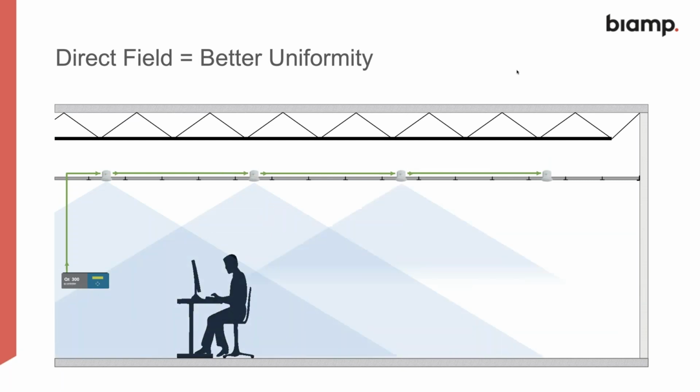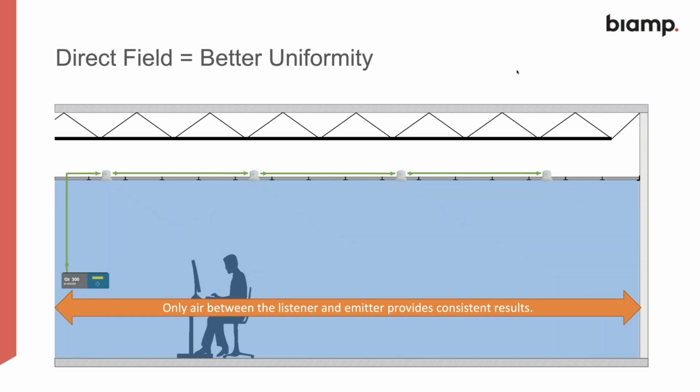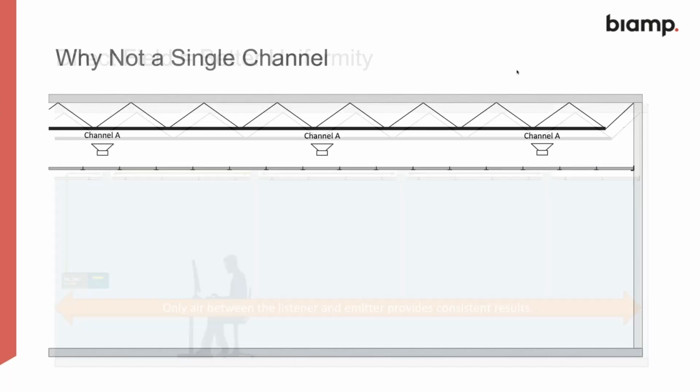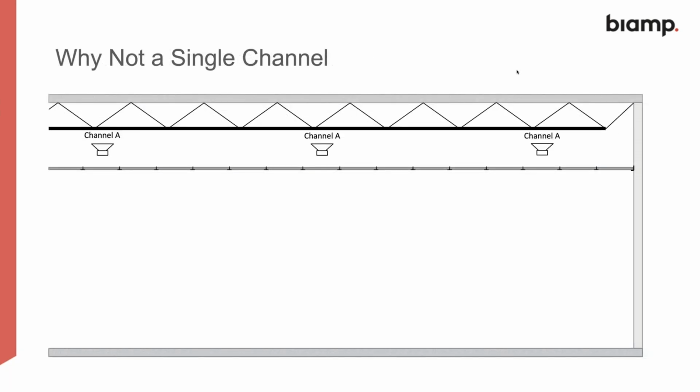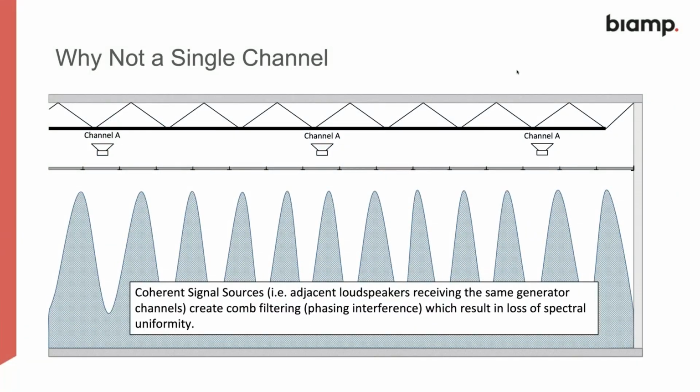The sort of installation that we would use here in this example is the QT300 controller, which is on the left-hand side. And remember that only the air between the listener and the emitter provides consistent result. That's a really important part to remember here. And this is why we don't use just a single channel. So if we had all the emitters just set to one channel, we'd have a situation where we end up with this comb filtering problem, which is very well demonstrated here. When you're moving around the space, it sounds very odd indeed, and in itself would be a distraction.